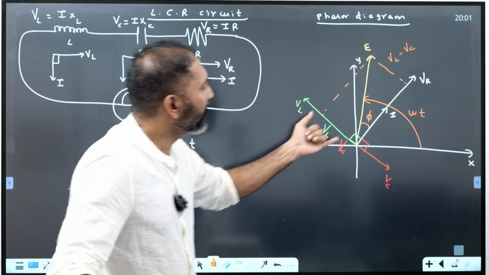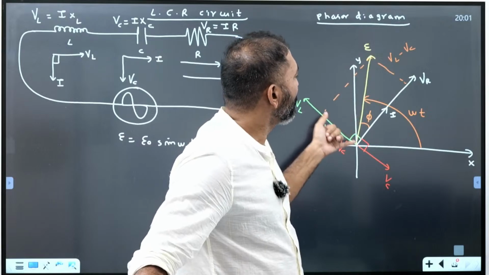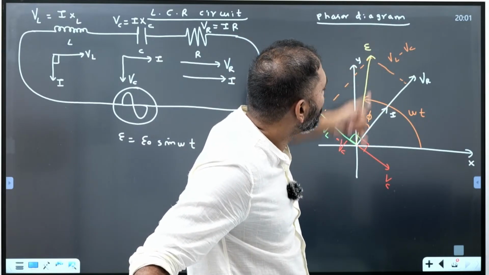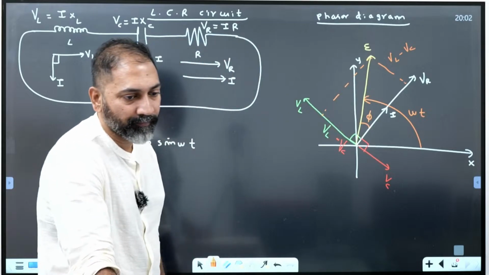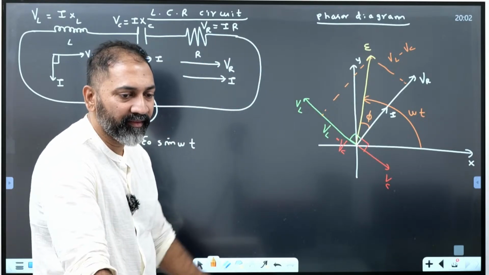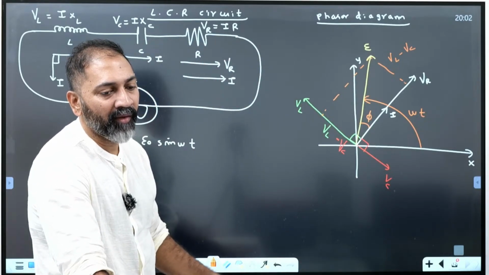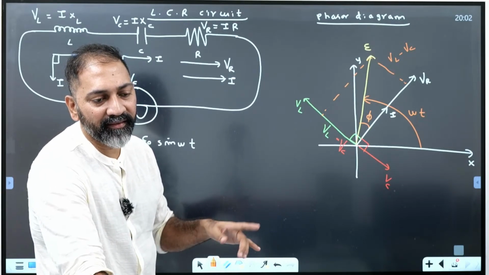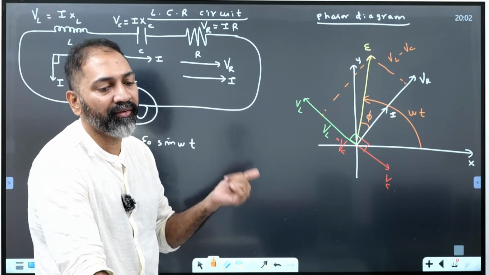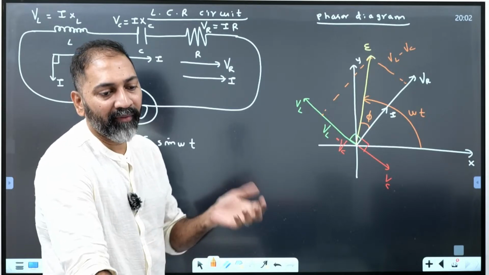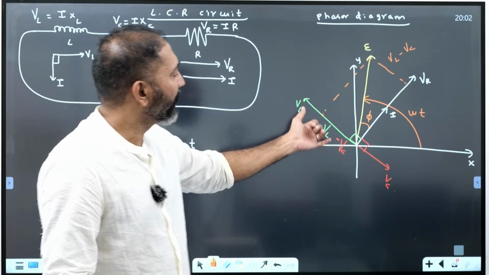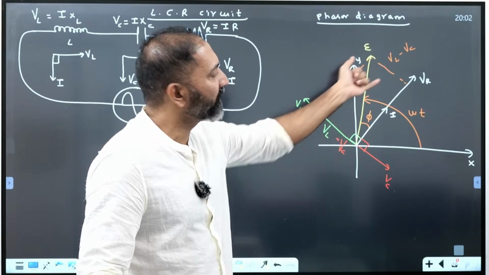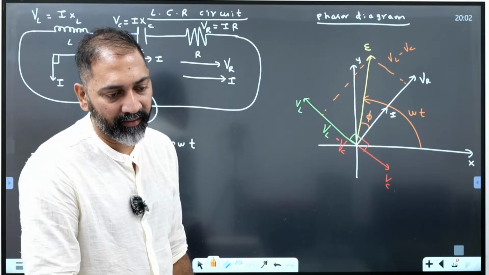VC is what? This side is what? VL minus VC. This is the in-effect voltage here, VL minus VC. Total EMF is E. VC is the voltage across the capacitor. Why am I subtracting VC? Because the voltage across the capacitor is in the opposite direction of VL. So by vector addition, if this is VL and this is VC, this side will be VL minus VC. That is the in-effect voltage there.